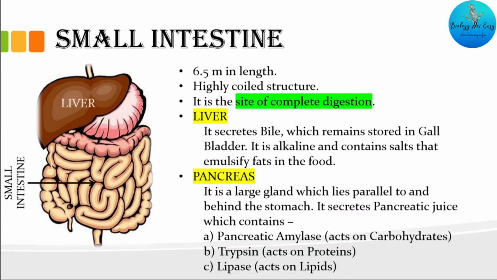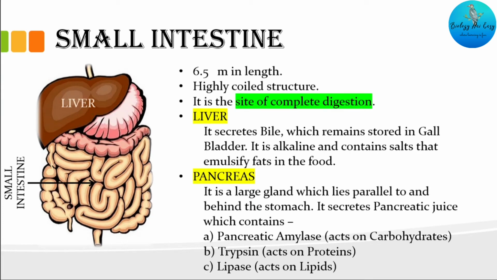It is the largest part of the alimentary canal and measures about 6.5 meters long in an adult. Though it is very long, it is called the small intestine because it is very narrow. It is arranged in the form of a coil in our belly. The small intestine in human beings is the site of complete digestion of food. The small intestine receives the secretions of two glands, the liver and pancreas.